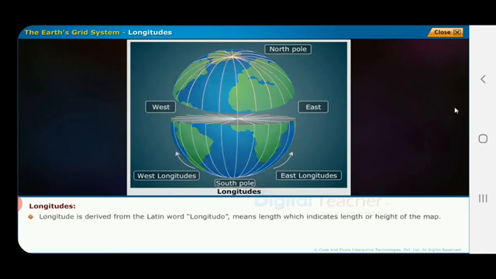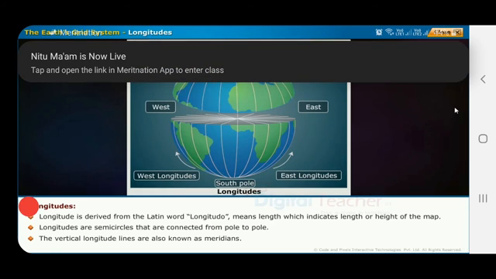Longitudes. Longitude is derived from the Latin word longitudo, which means length, indicating the length or height of the map. Longitudes are semicircles that are connected from pole to pole. The vertical longitude lines are also known as meridians.